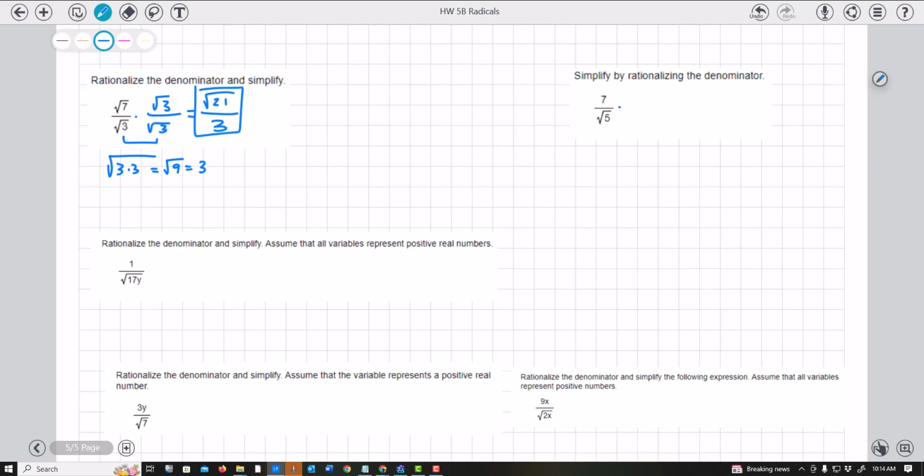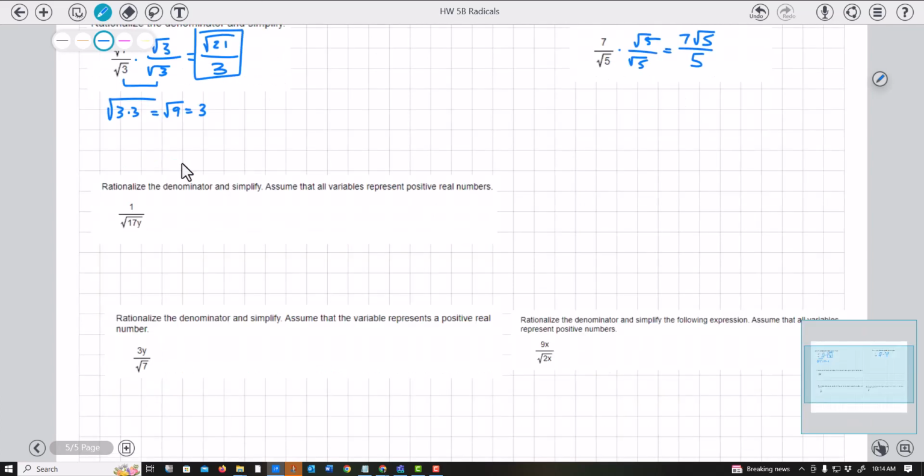Same thing over here. I'm going to multiply by the square root of 5 over the square root of 5. Nothing you can do up top. And then the square root of 5 times the square root of 5 is the square root of 25, which is 5. And next we have a variable, which is no big deal. We just still do the 17, the same thing.